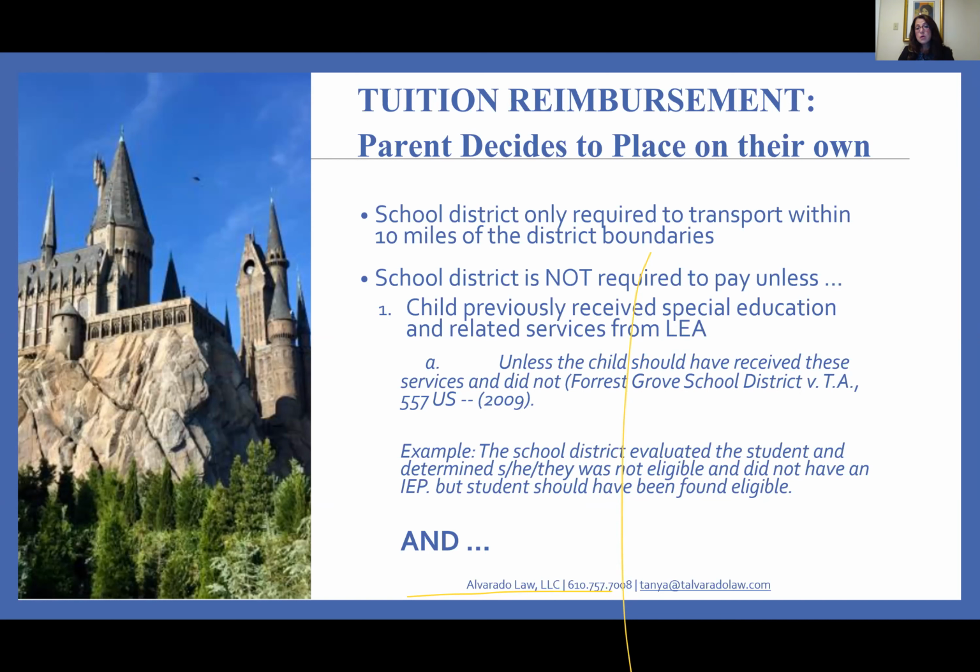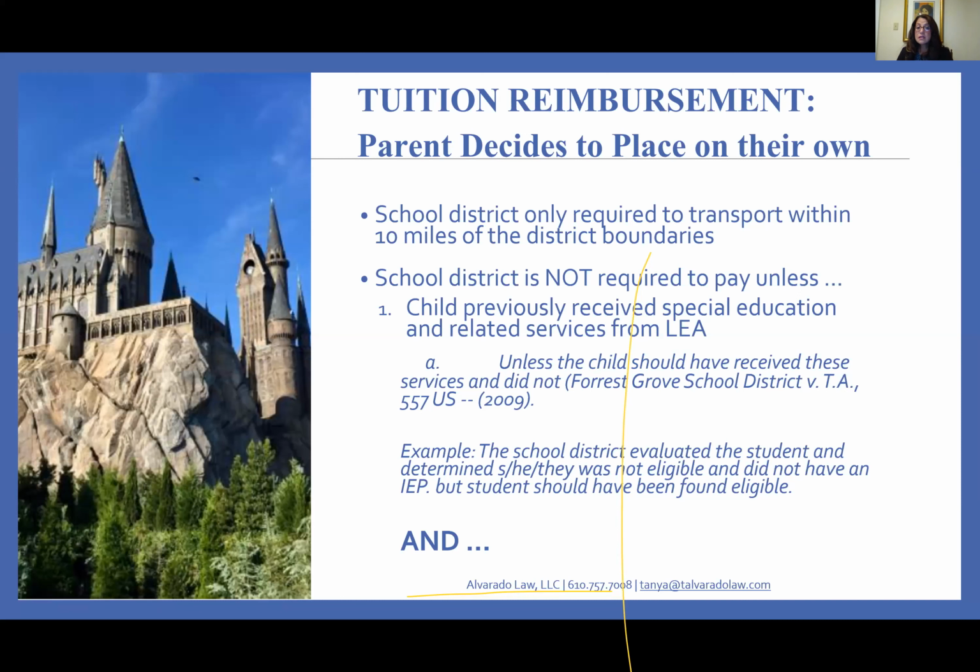So there are district boundary maps on the internet. Find your district, figure out where those boundaries occur, and then go 10 miles in any direction from that boundary, and see if your school falls within that 10-mile limit. If the school is within that 10-mile limit, the school district is required to transport your child, even though they didn't agree to place them there, if they're also transporting other children to other private schools in your area, for instance, parochial schools or any other private school. They would be required to transport your child also.